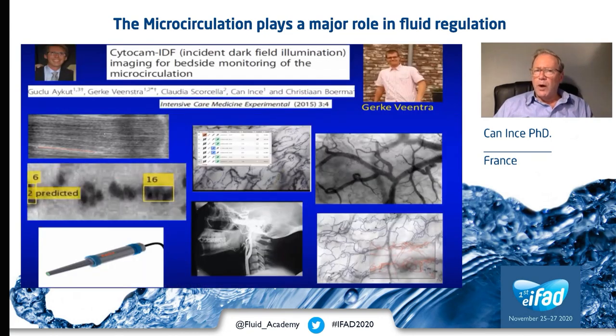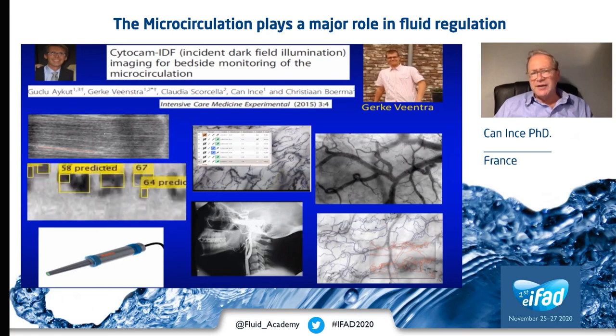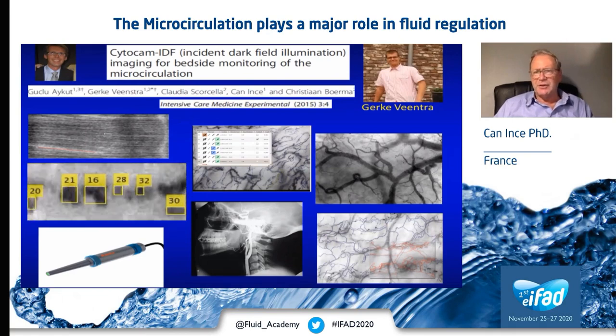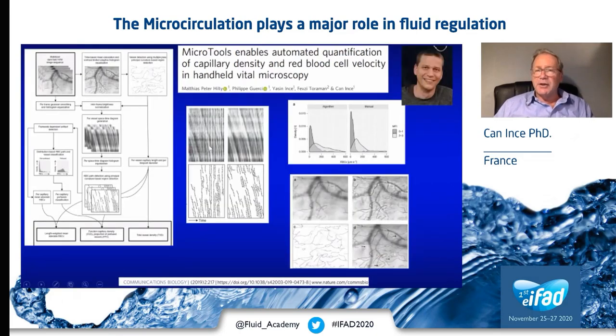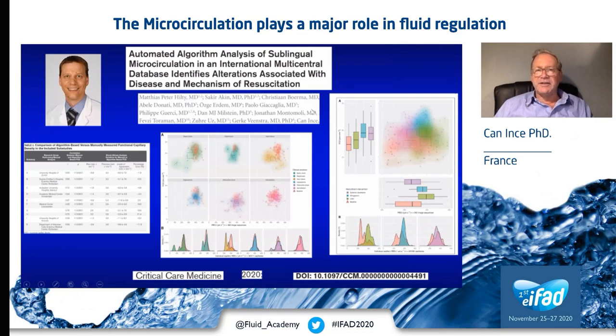So, what about the microcirculation and using these concepts to find a resuscitation parameter which could optimize fluid resuscitation? Well, these microcirculatory images that you have shown led us to develop, together with Matthias, a new point of care tool called MicroTools, which allowed automatic evaluation of all the parameters relating to the microcirculation in this Nature research paper, which we published.